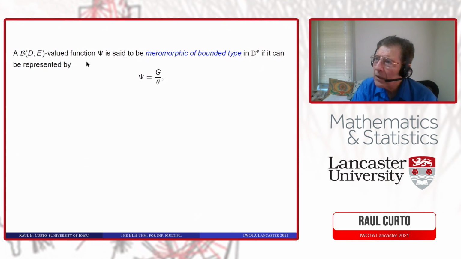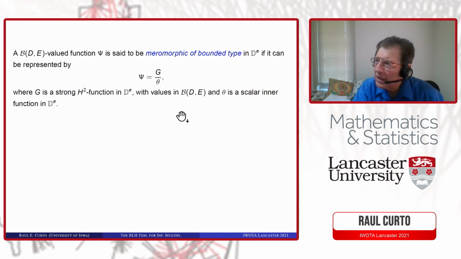So now we look at a C which is valued in operators, and then we say that it's meromorphic of bounded type in the exterior E if it can be represented as G over theta, where G is strong H2 in the exterior, and theta is a scalar inner function. By scalar inner function, we mean that it's an inner function, but the entries in the diagonal are scalars.